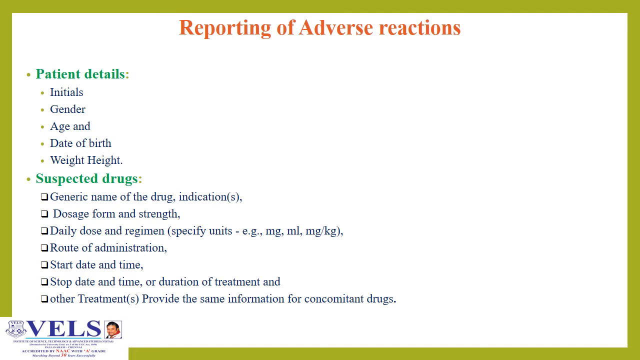Suspected drug related information: generic name of the drug, the indication the drug has been prescribed to the patient, and dosage form and strength of the drug, daily dosage and regimen, that is how much of the drug has been given to the patient or participant on a regular basis, and route of administration of the drug, start date and time of the medication, stop date and time of the medication or duration of treatment, and other treatments which are provided to the patient for concomitant drug usage.